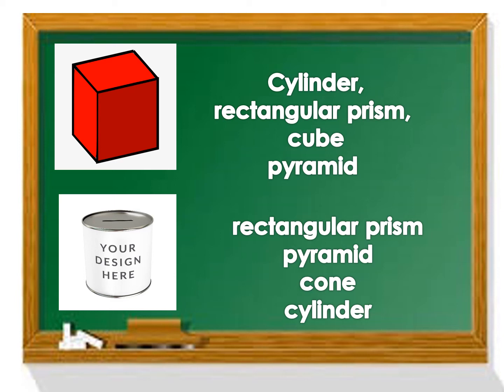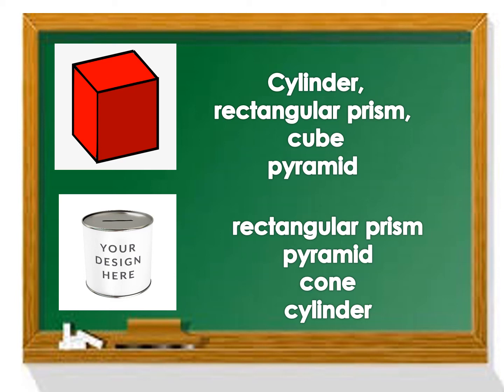Okay, class, what is the answer in number 1? It is cylinder, rectangular prism, cube, or pyramid. Number 2, it is rectangular prism, pyramid, cone, or cylinder. Write your answer on a sheet of paper.